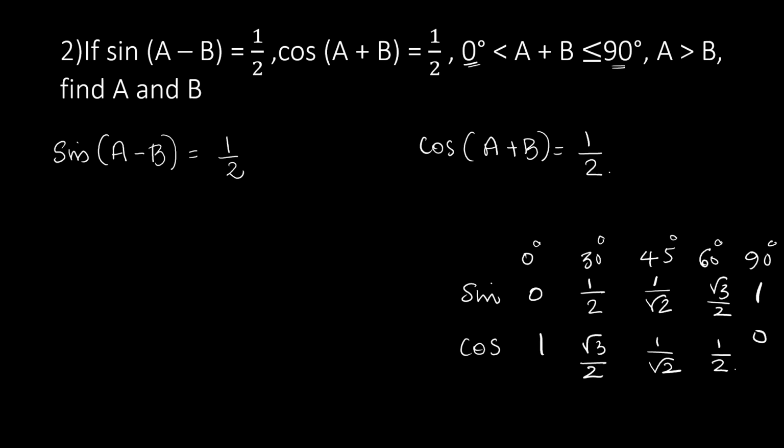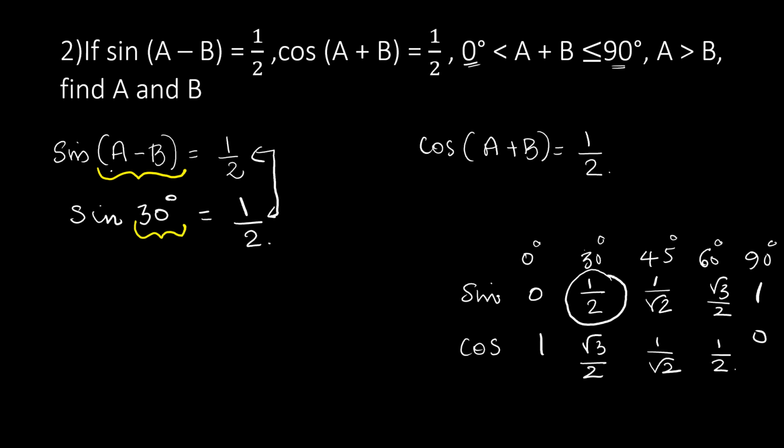So from this table, sine of A minus B equal to half. In the sine table, see where is half. This is half. That is sine of 30 degree is equal to half. Now comparing these two equations, sine of A minus B equal to half, sine of 30 degree equal to half. That means A minus B is equal to 30 degree. This is the first equation.